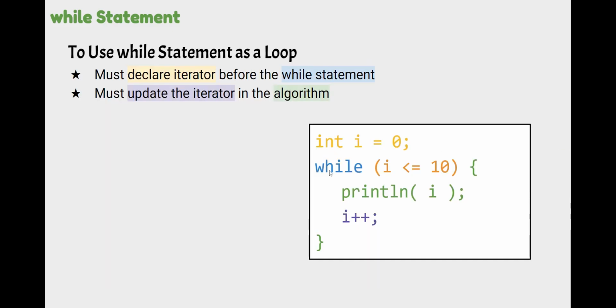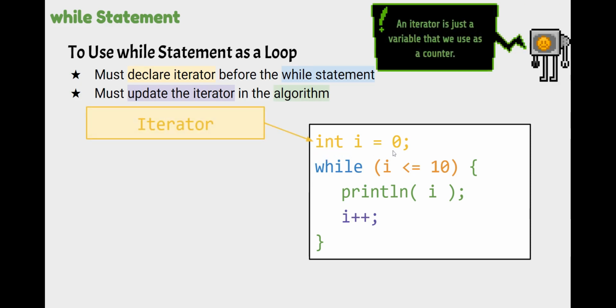In the box, we have a while statement. We are using this while statement as a loop. Let's just break up the parts of it so we can understand each part. On the first line, we have int i is equal to 0. That is what we are going to call our iterator. An iterator is just a variable that we are going to use as a counter while we iterate through this loop. We need to declare that iterator before the while statement. The iterator needs to be declared before the while statement.